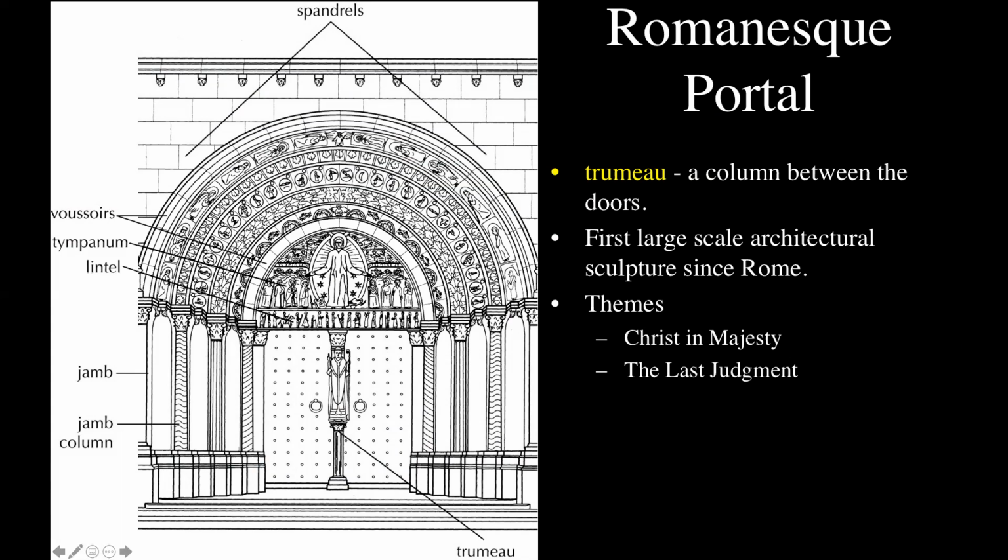So they used two basic themes for this sculpture in the tympanum: Christ in Majesty, and the Last Judgment. And both of these themes are from the last book of the Bible, called Revelation, and it's what happens when the world ends.